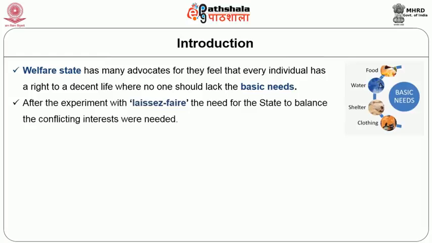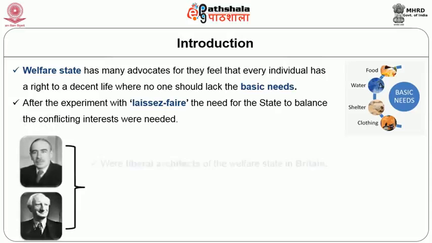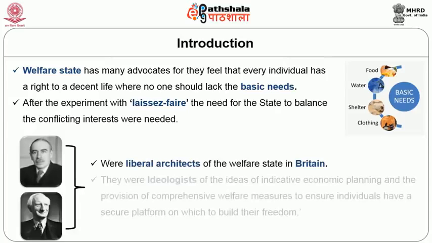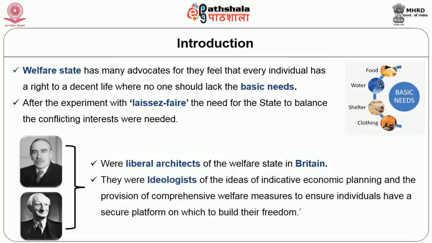After the experiment with laissez-faire, the need for the state to balance the conflicting interests was felt. Thus, the state stepped in. Keynes and Beveridge were the liberal architects of the welfare state in Britain. They were ideologists of the ideas of indicative economic planning and the provision of comprehensive welfare measures to ensure individuals have a secure platform on which to build their freedom.